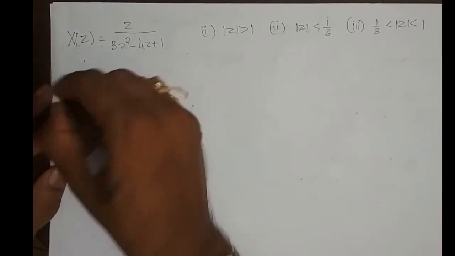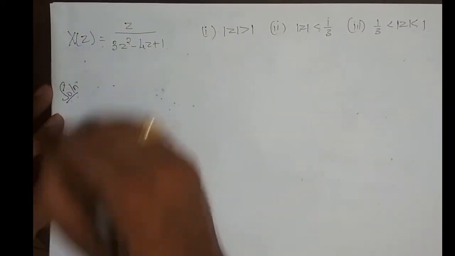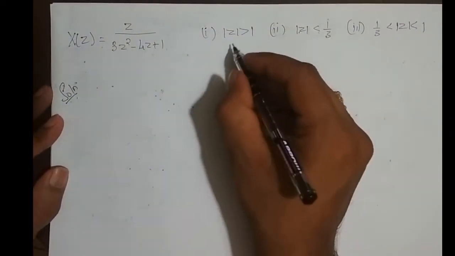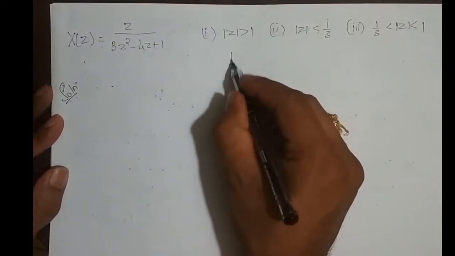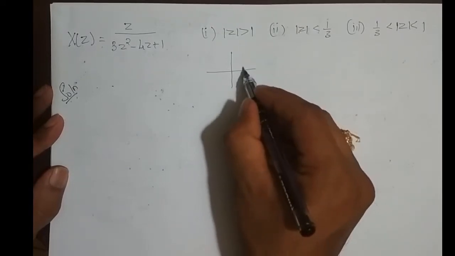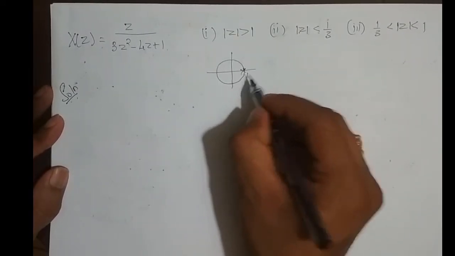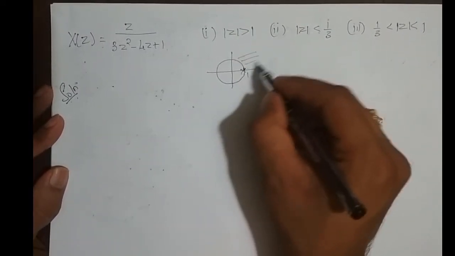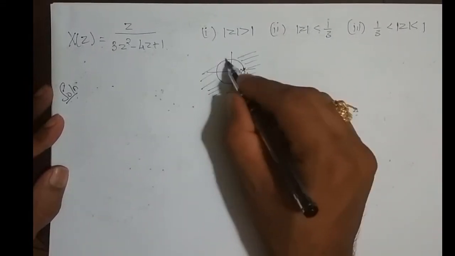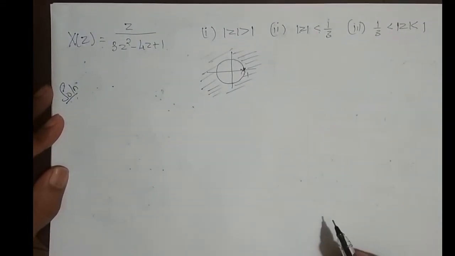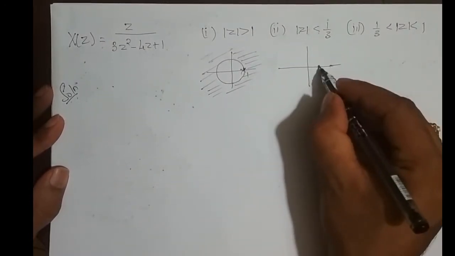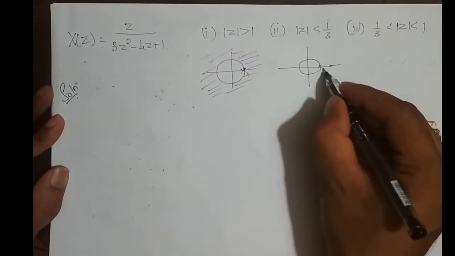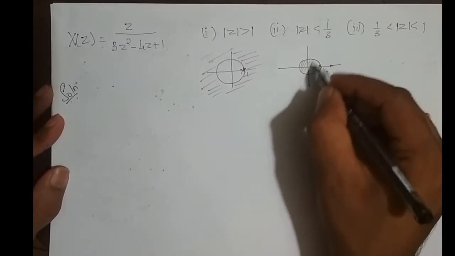Okay. So before we solve the problem, we'll see what's happening in the ROC. In the first case, I have a circle with radius 1 and the ROC is outside it. For the second ROC, I have a circle with radius 1/3 and the ROC is inside it.